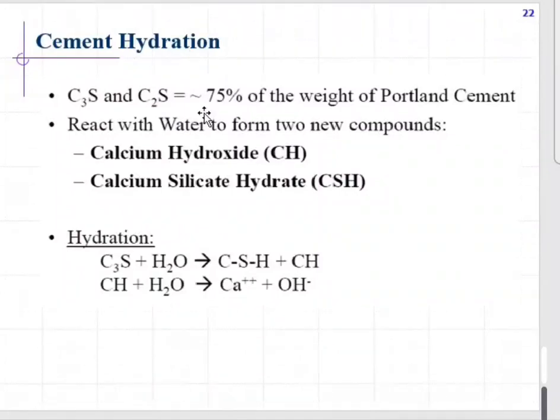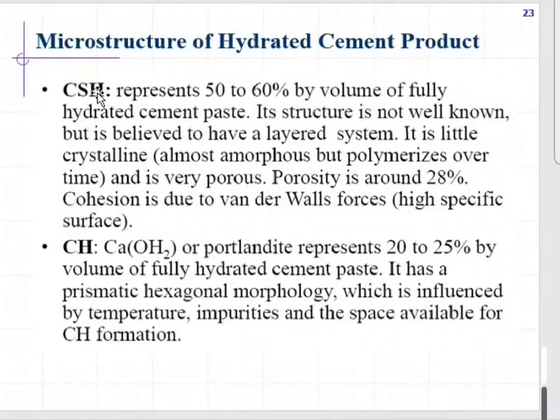Remember. I don't know what durability you have studied, but this CSH represents about 50 to 60% of the volume of fully hydrated cement paste. Although we know it has a hexagonal, polymerized structure, sometimes said to be amorphous, its structure is still not well understood. But we say that it is porous. This porosity is about 25, 28%. Still it has cohesion between the walls, so we see that this structure is more stable.